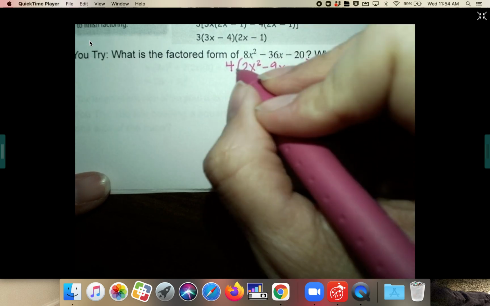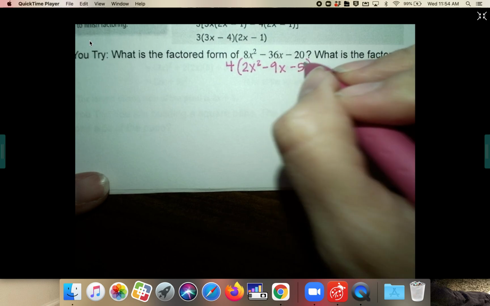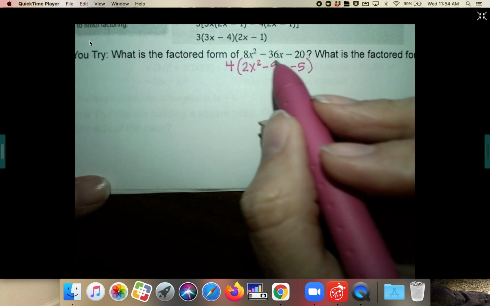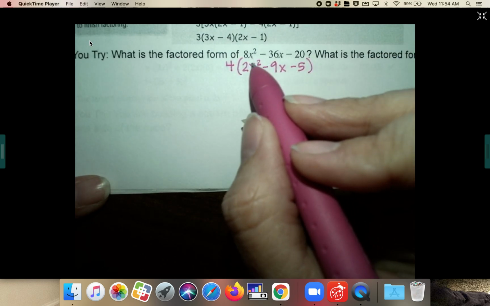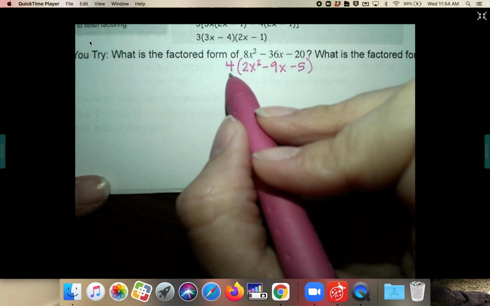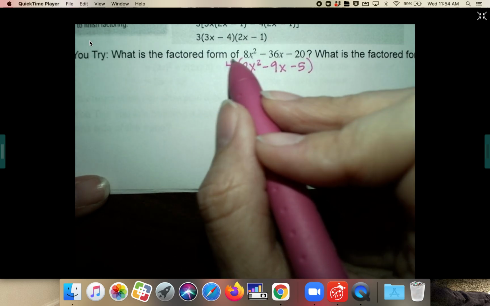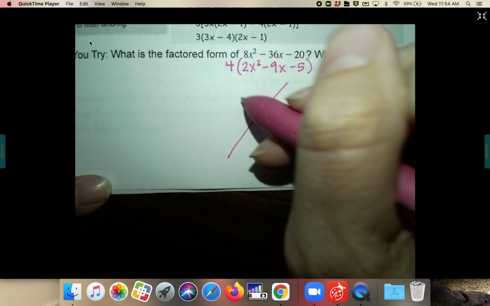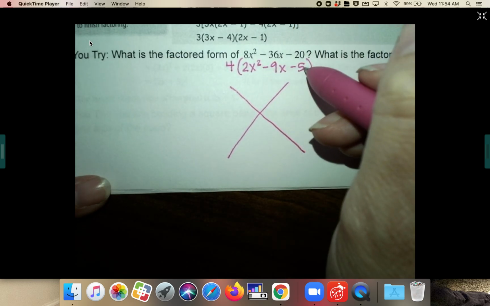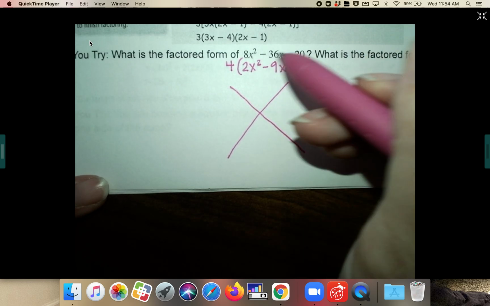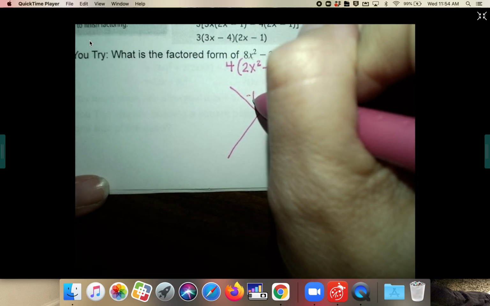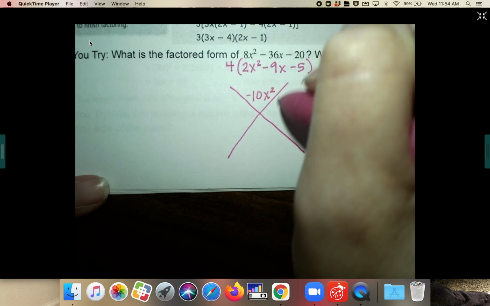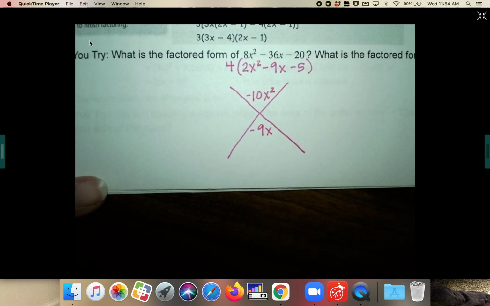minus 9x minus 5. So now we're going to use the diamond method for just this inside part, but we're going to remember the 4 on our answer. We're going to take that 4 and don't forget it. We're going to stick it on your answer after we've done this diamond method with just the inside part. So 2x squared times negative 5 is negative 10x squared. Bring down your negative 9x for the b term.